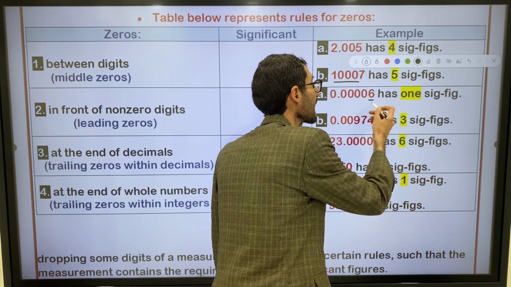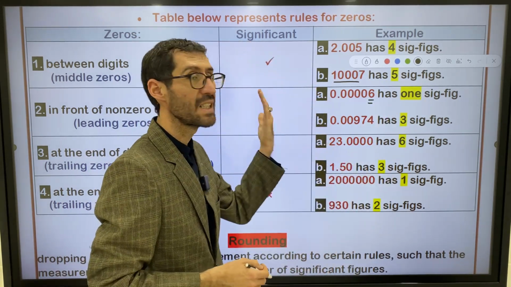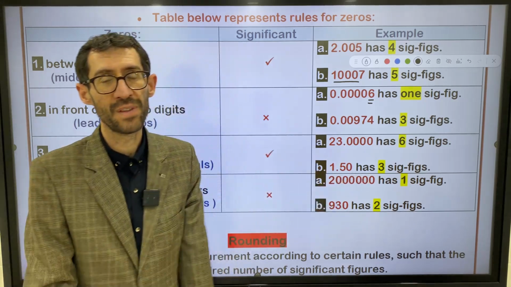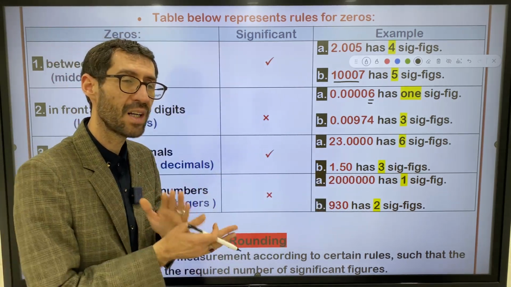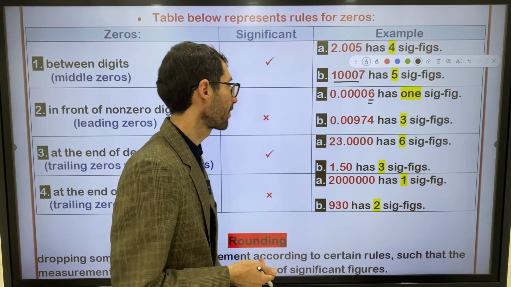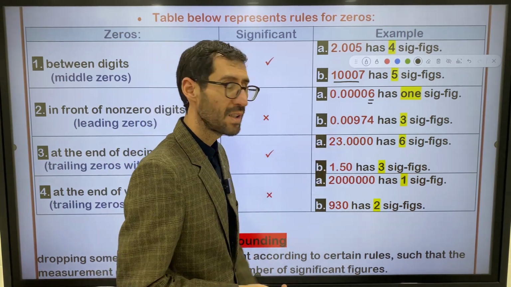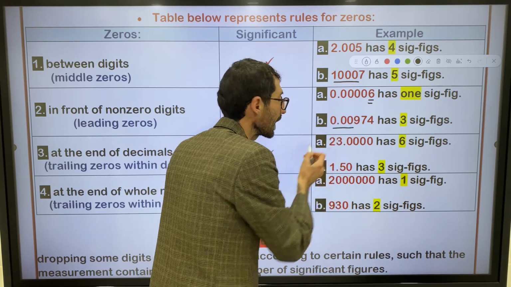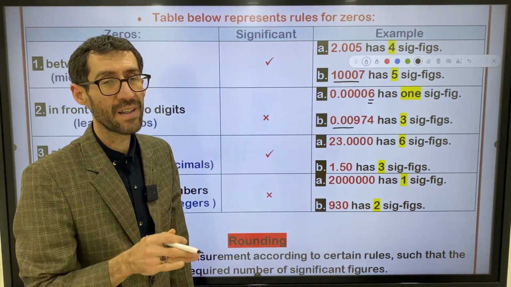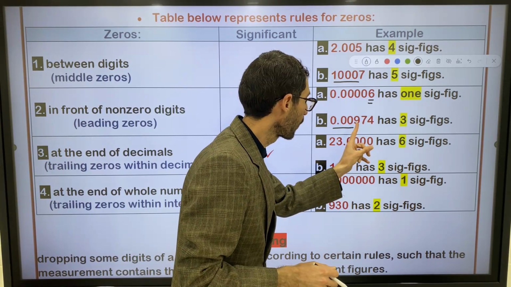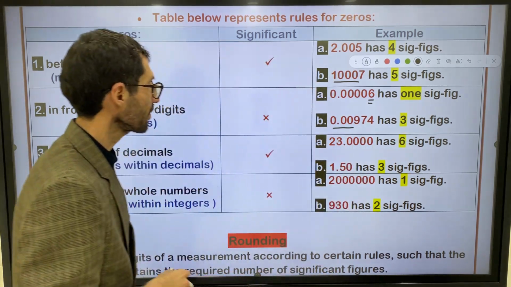Only 6 is significant. Why? Because the other zeros are located in front of the number. That's why they are not significant. What do you say about this one? Think about it. Leading zeros are not significant, so that's why we have only 3 sig-figs.